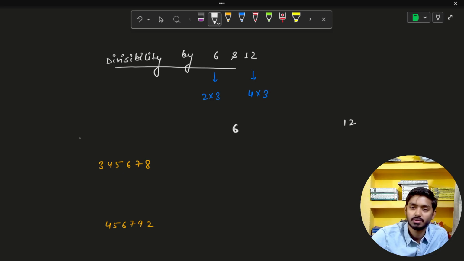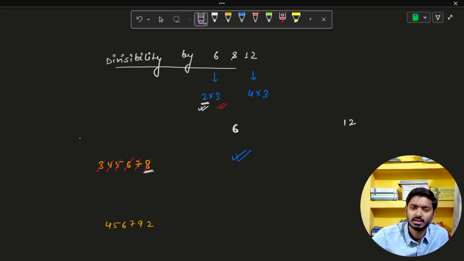Let's start with the last digit. We are going to check if it is divisible by 2 or not. Yes, 8 is divisible by 2. So the number is divisible by 2. Let's check for 3. How do we do that? We have learned we start cancelling. 6 and 3 anyway get cancelled. 4 and 5 gives 9, cancelled. 7 and 8 is 15, gets cancelled. So this as well is divisible by 3. So the entire number would be divisible by 6.